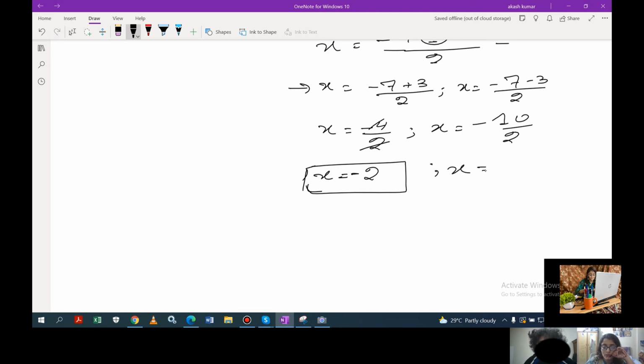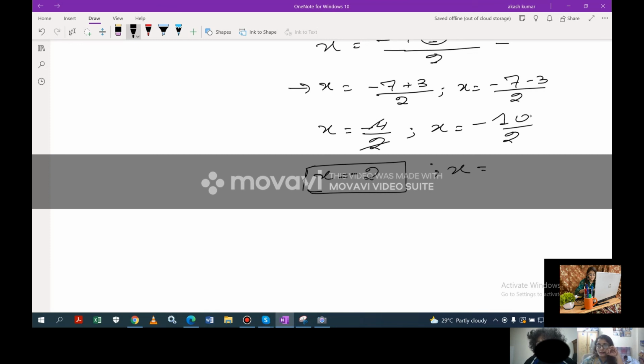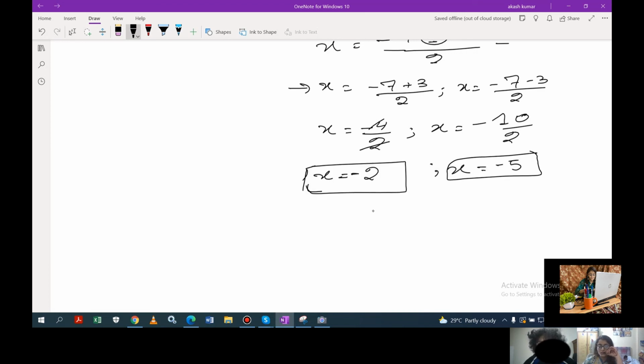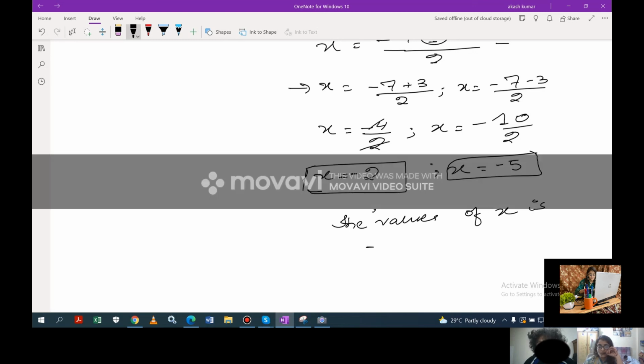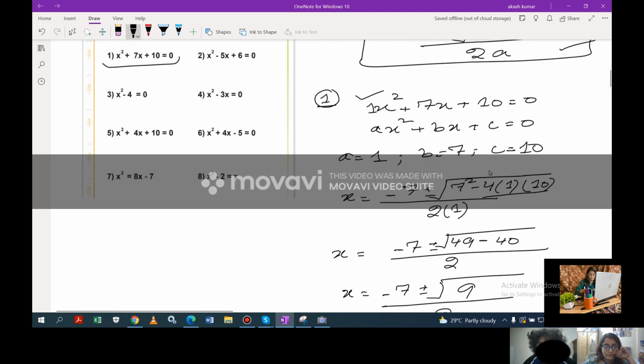Now let's find out another value of x. How many times does 2 go into minus 10? Minus 5. Yes. This is another solution to our equation. So the value of x is minus 2, comma, minus 5. Is it clear? Okay.